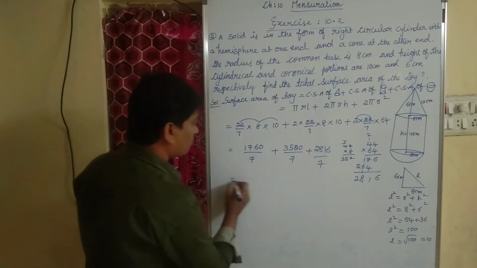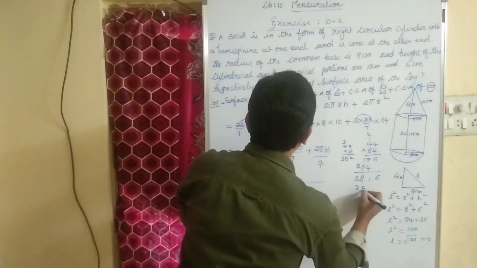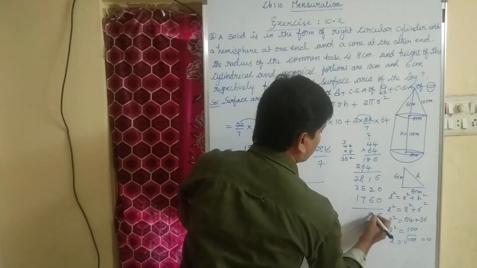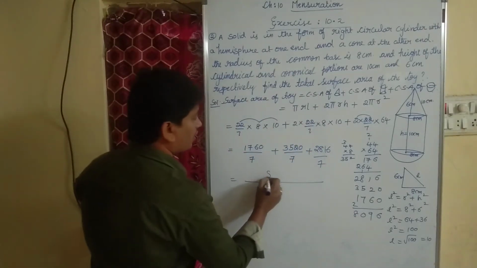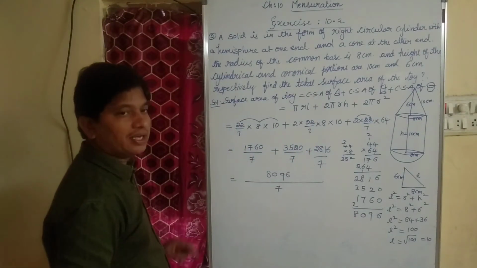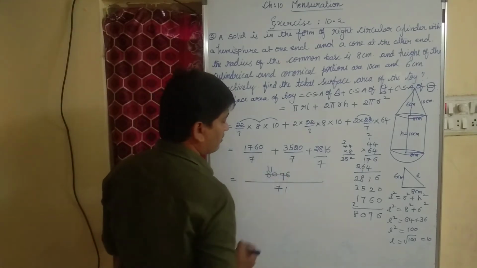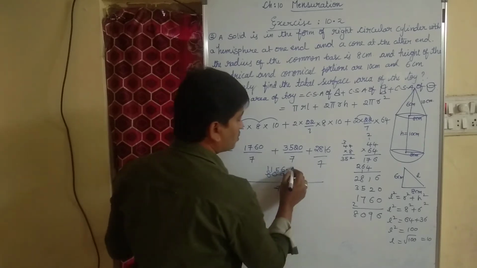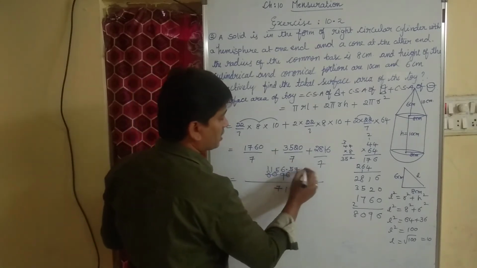As the denominators are the same, directly we need to add numerators. 2816 plus 3520 plus 1760, which is 8096 divided by 7. So 7 table, 7 1s are 7, 10, 7 1s are 7, 39, 7 5s are 35, 46, 7 6s are 42, 40, 7 5s are 35, 50, 7 7s are 49.